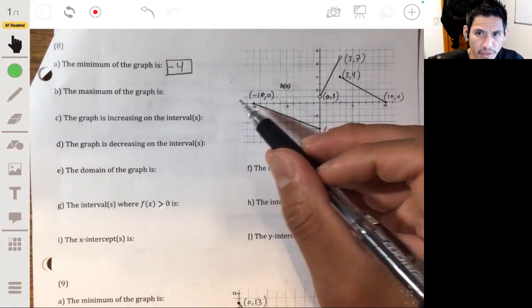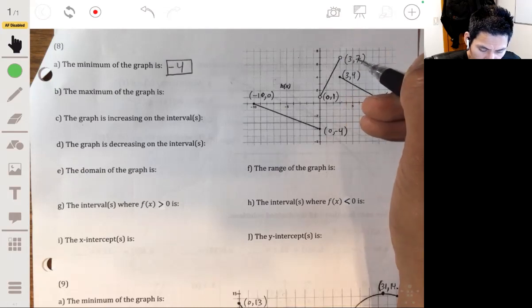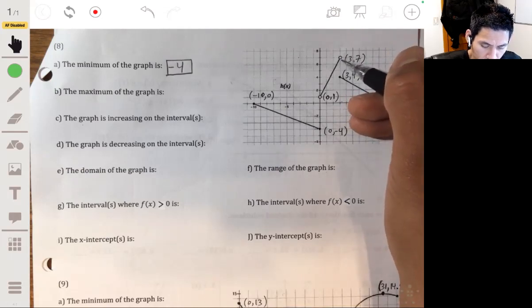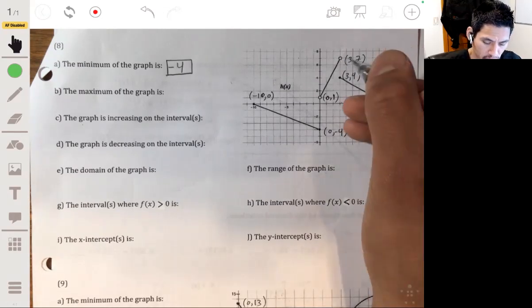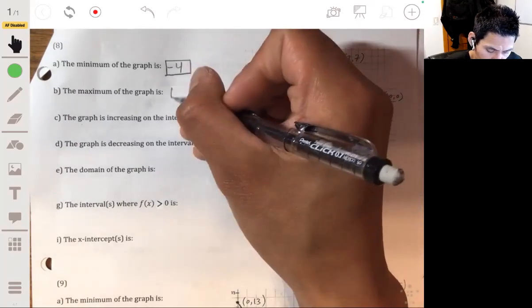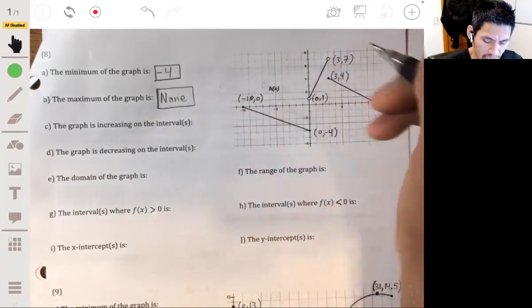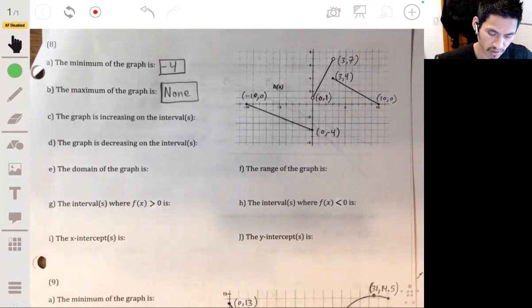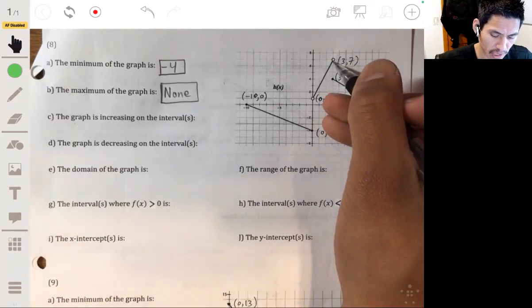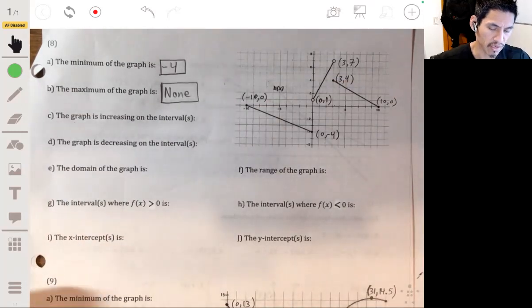The maximum, now we would say it's 7. It would be at this point 3, 7, and we would say 7. But this is an open circle. So this point is actually not on the graph, so it's not included. So there actually is no maximum. There's not going to be a maximum when you have an open circle at the highest point, because that point is technically not on the graph. And since there's no way to say the number that comes before 7, we say none, or it's undefined.